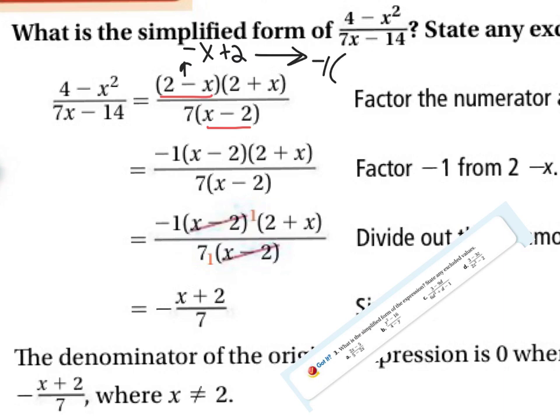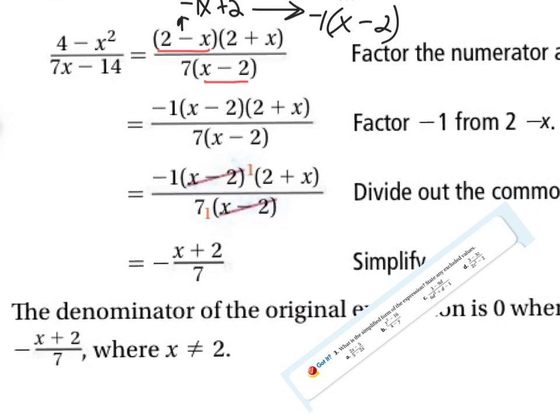Then if you factor out a negative 1: negative 1 times what to get negative 1x? That would be x. Negative 1 times what to get a positive 2? That would be a negative 2. And so if you'll notice, by factoring out a negative 1, all of a sudden we have an x minus 2 factor. And once we have an x minus 2 factor, then we're allowed to cancel those out. We're allowed to reduce those factors down to 1s.